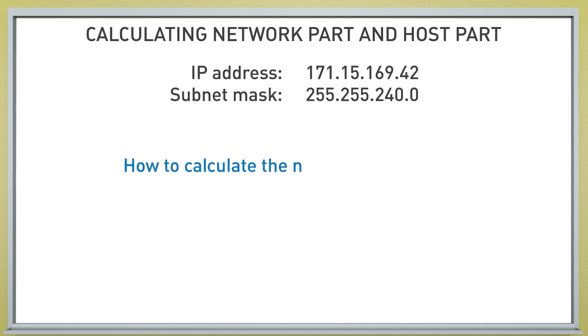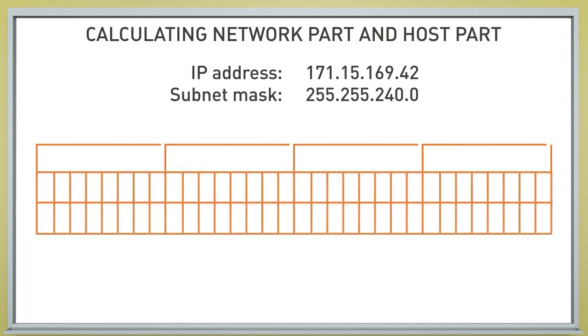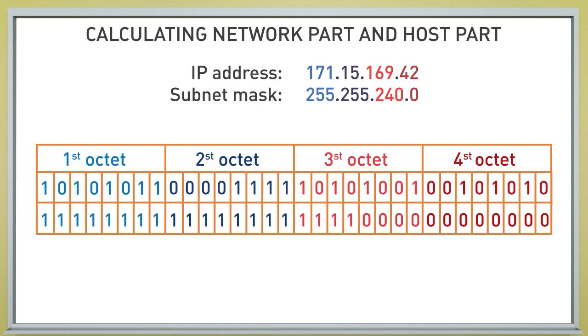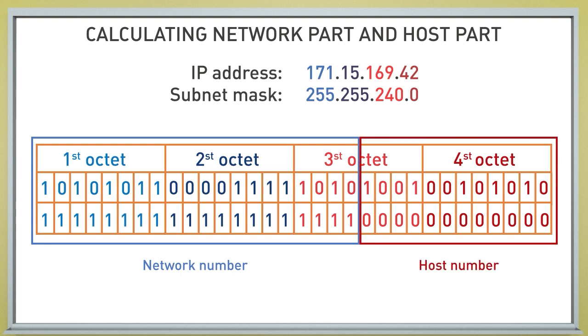But how to calculate the network number and host number if not using the default subnet mask? Imagine a subnet mask written in octets. Note that in the subnet mask, first all ones go and then all zeros. It is an axiom. Let's fill in the IP address by octets using the conversion from decimal to binary. Select the network part using the ones in the subnet mask. Select the host part using the zeros in the subnet mask.